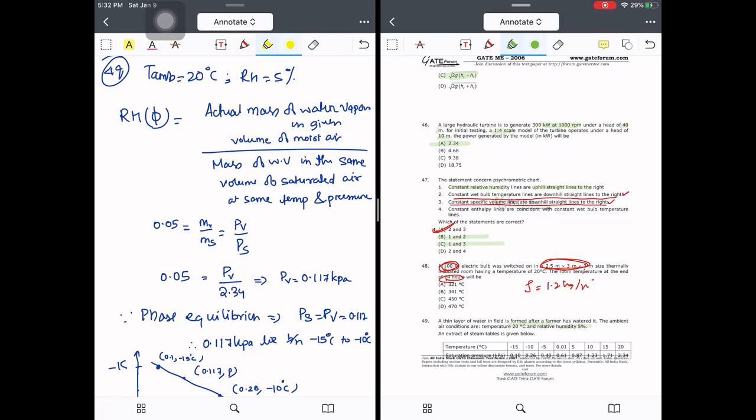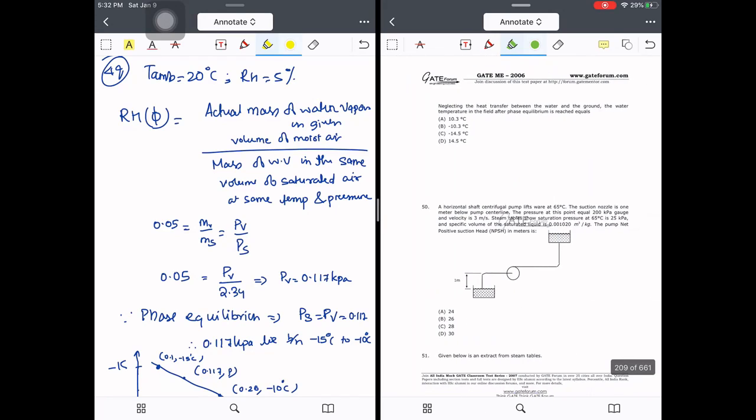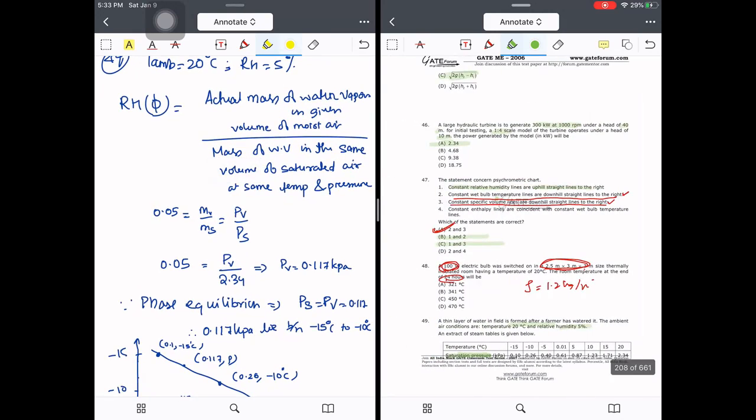Now question number 49. A thin layer of water in the field is formed after a farmer has watered it. The ambient air conditions are a temperature of 20 degrees and relative humidity of 5%. So this is the temperature they have given, and the saturation pressure that they have given. Neglecting the heat transfer between water and ground, the water temperature in the field after phase equilibrium is reached is? So again, a thin layer of water in the field is formed after the farmer has watered it. The ambient condition is temperature 20 degrees and relative humidity 5%.